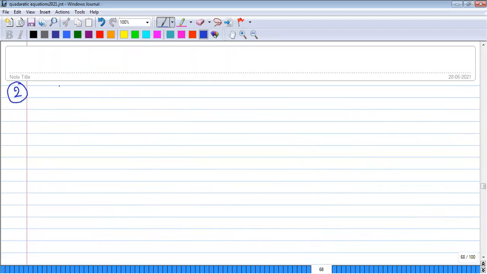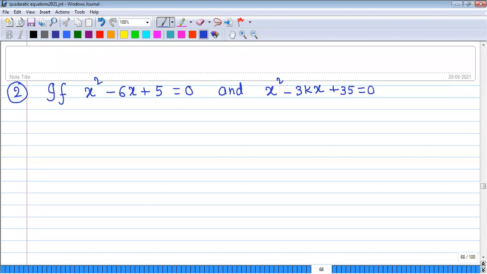Okay. If x square minus 6x plus 5 equals 0 and x square minus 3kx plus 35 is equal to 0 have a common root, then find k. That means the value of k we need to find out.